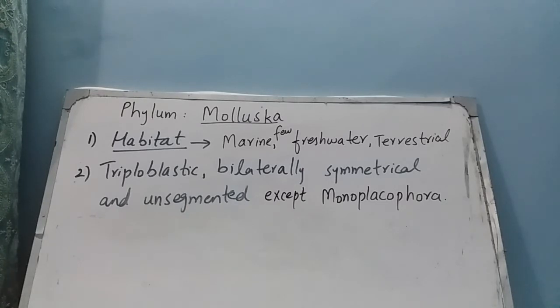Monoplacophora is a class of mollusca, and in Monoplacophora the members show segmentation like the annelids. Monoplacophora have some features of annelids and some features of mollusks. So we can say that Monoplacophora form a connecting link between mollusks and annelids.